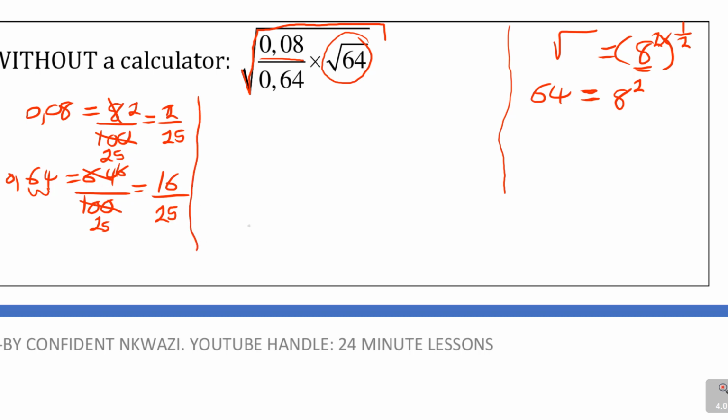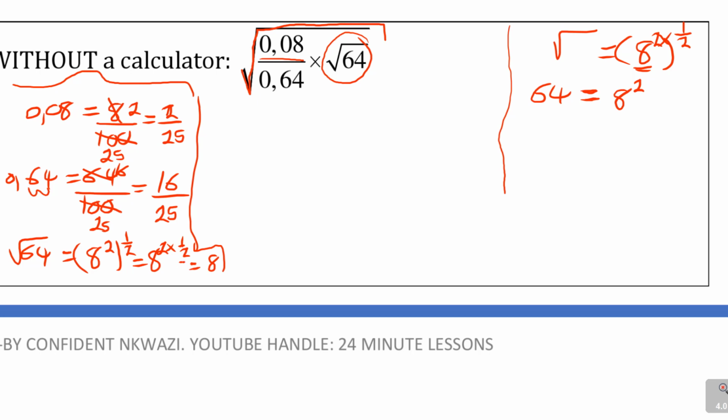Then with that done, you can now come in here. You can continue on this other one. This is part of your working, by the way. This is part of your working. And then you can say square root of 64 is equal to 8 squared to the power 1 over 2, which is equal to 8, 2 times half, which is equal to 8.